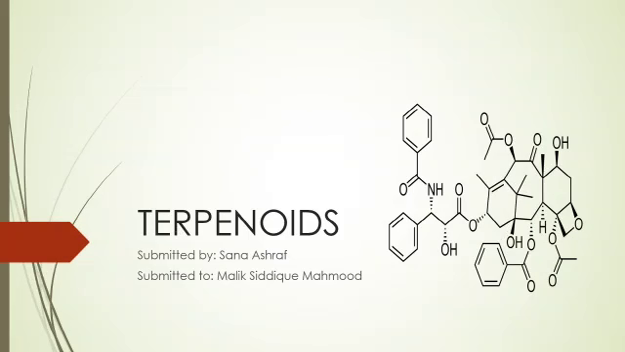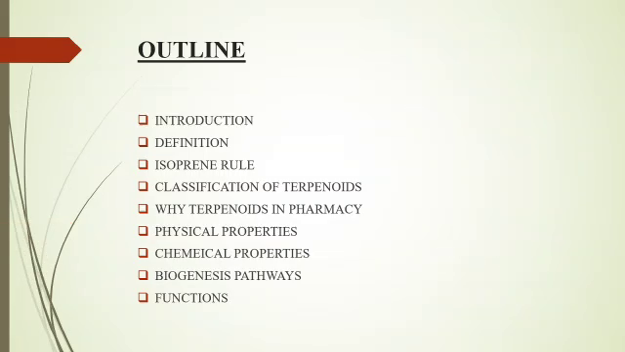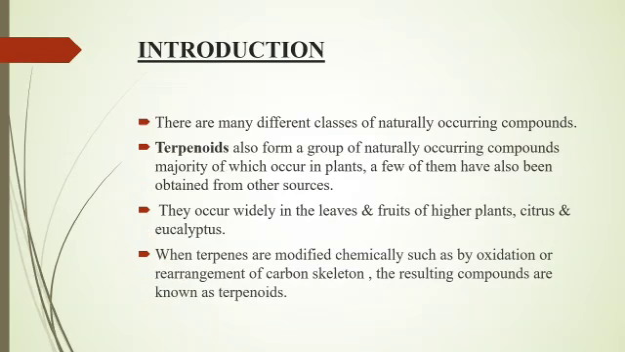Today my topic is terpenoids. In this lecture we will discuss the introduction of terpenoids, definition, isoprene rule, classification of terpenoids, why terpenoids in pharmacy, the physical properties of terpenoids, its chemical properties, biogenesis pathways, and the functions of terpenoids. So let's start with the introduction.